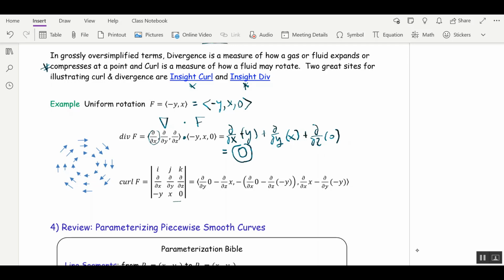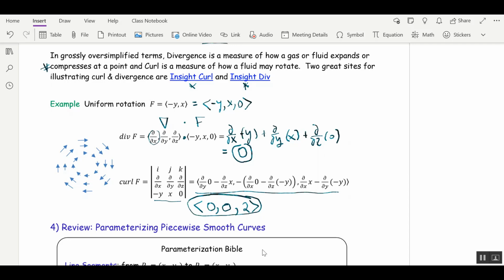And I've already set up the calculation. I'm taking del cross F, and just to save you a lot of writing, I wrote that out there, but now let's compute each of those components. The first one, we've got 0 minus del by del z of x is 0, so that's a 0. The second one is again 0, and the third one, del by del x of x is 1, and then del by del y of negative y is negative 1. 1 plus 1 is 2. So there is our curl, and notice it's a vector.